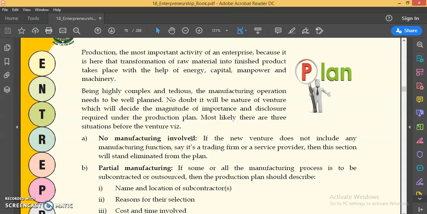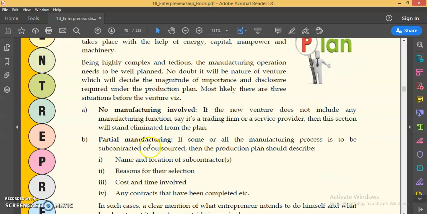So what do you do then? Only buying and selling. So you know what buying and selling is? Trading. Trading firms. You buy from one person and sell it to another. So you buy it from the wholesalers and then sell it to the end customer or to the retailer. So if the new venture does not include any manufacturing function, say it is a trading firm or a service provider, then this section will stand eliminated from the plan. So then, you don't have to mention production. The production plan will not be there in your business plan because it is not related to you. You're only going to buy and sell.